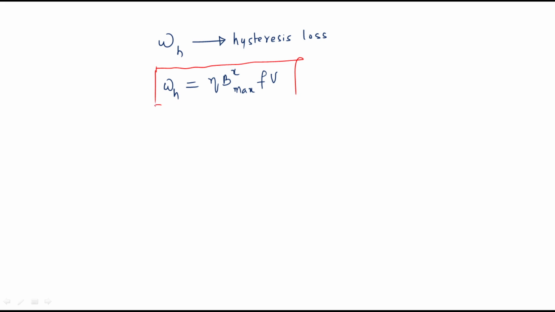So let us consider Wh, let us say this is hysteresis loss. So what is the empirical formula for hysteresis loss? Wh = η B max power x, times frequency and volume. This is the empirical formula. We have to remember this empirical formula.